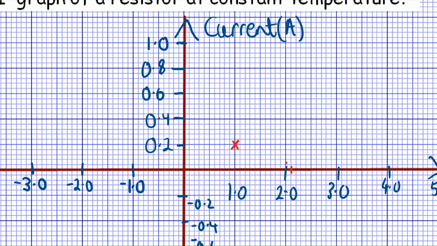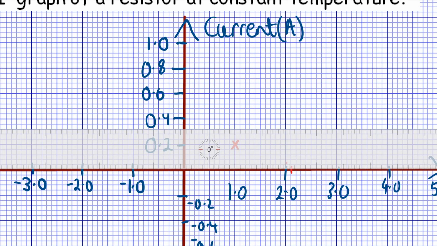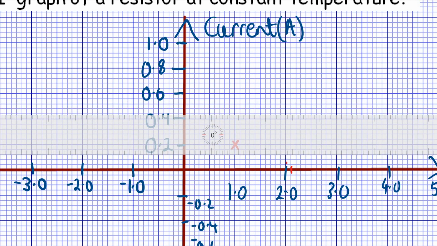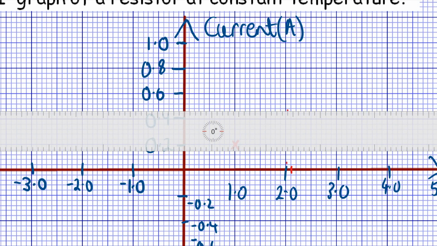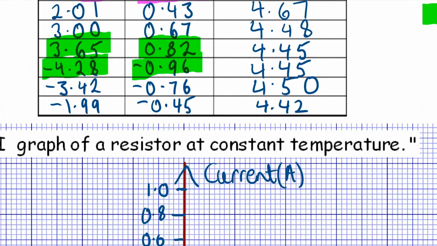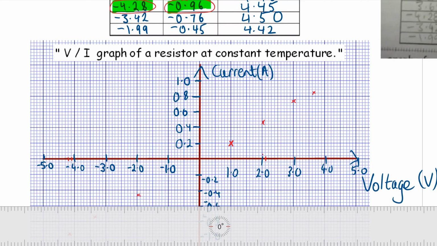It's always a good idea to use a ruler when you plot these points. So 0.43, that's 0.42, that's 0.44, so 0.43 would be in between. So I'm just going to make a little mark there. So I would plot that point just about there. Okay, pause the video. Remember to do the same for the negative quadrant of the graph as well. And the last point, minus 1.99, minus 0.45, just plot in there.